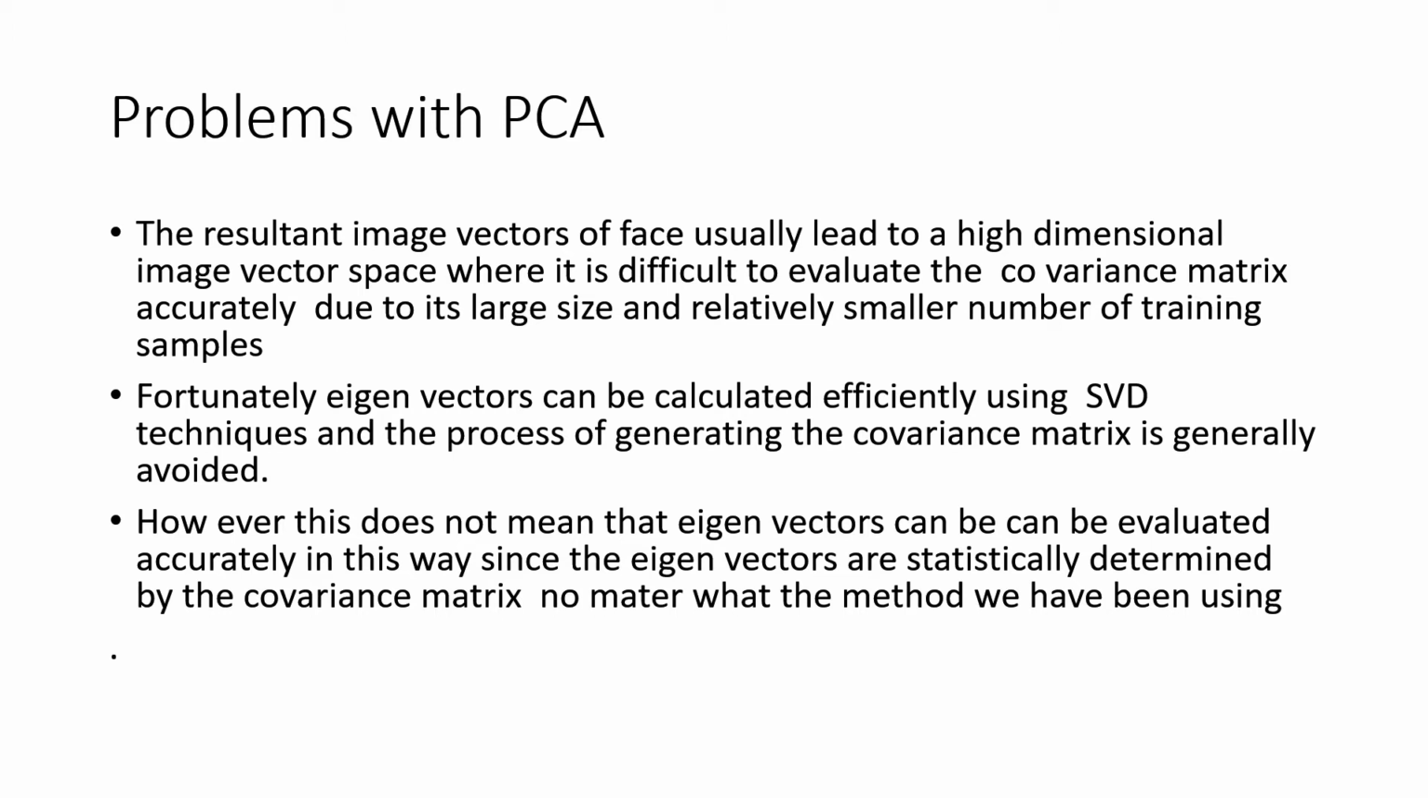Before going to 2D PCA, let me summarize the problems associated with regular PCA, that is, regular eigenface recognition by Turk and Pentland. First, the image is converted into an image vector. This resultant image vector of a face usually leads to a high dimensional image vector space where it is difficult to evaluate the covariance matrix accurately due to its large size and relatively smaller number of training samples. If an image is a 25 cross 25 matrix, converting it into a vector gives 625 cross 1, and the covariance matrix obtained from this will be of dimension 625 cross 625. It is a huge set of data.